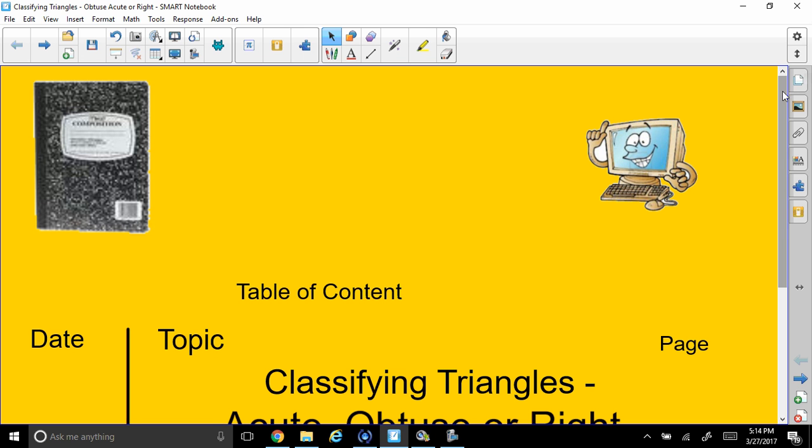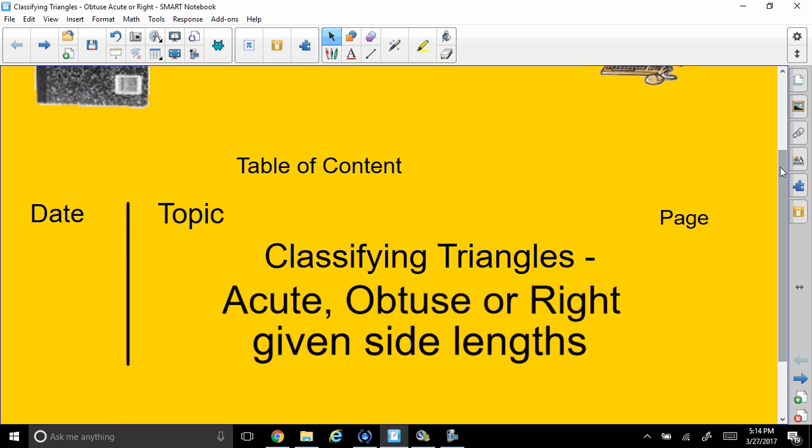This is Dr. Robinson, and we're going to continue our studies classifying triangles, acute, obtuse, or right, given side lengths.